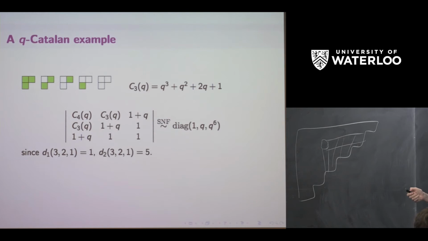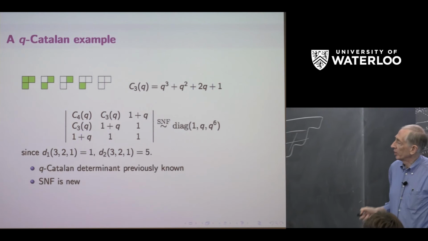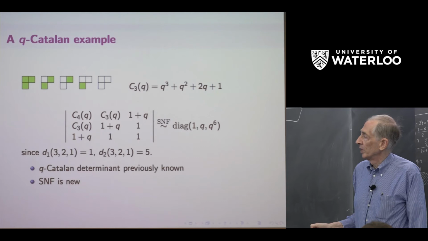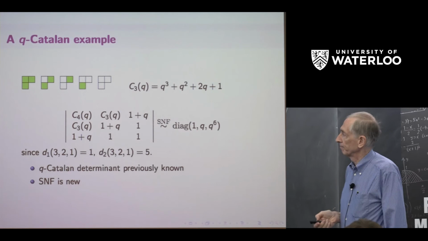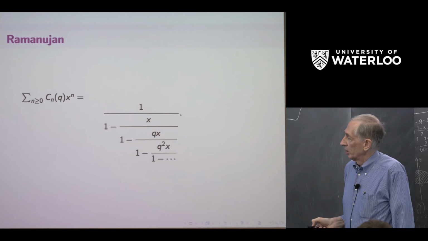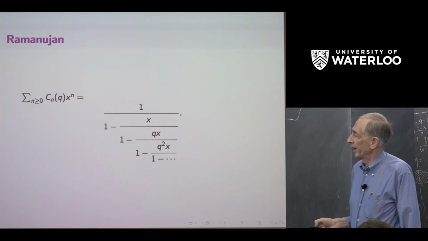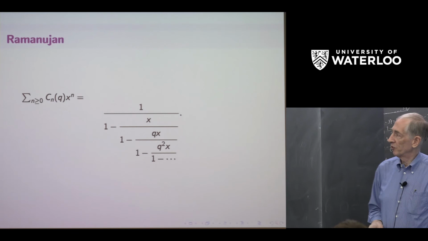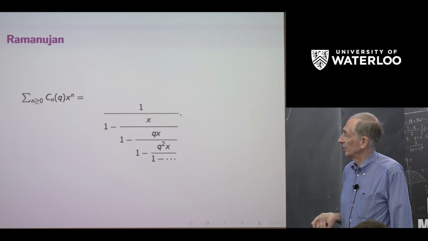So the determinant of this q-Catalan matrix was known previously, but the SNF is new, and it's just a special case of this much more general result. By the way, the generating function for q-Catalan numbers, the sum of C_n(q) x to the n, is this famous continued fraction that goes back to Ramanujan. It has some amazing properties.